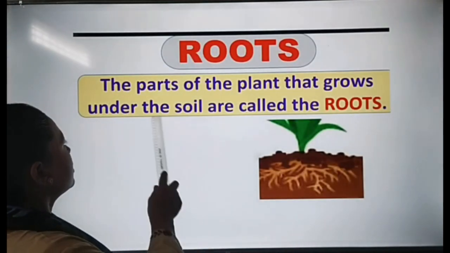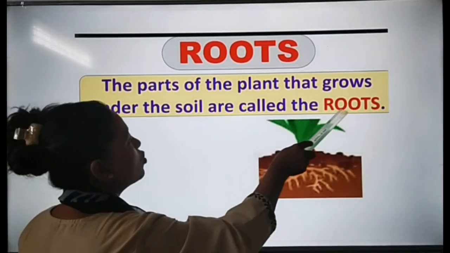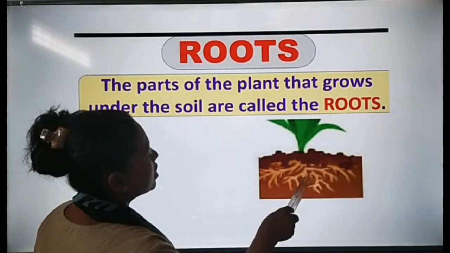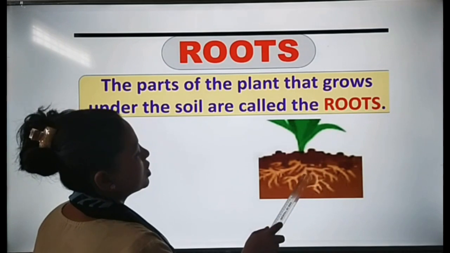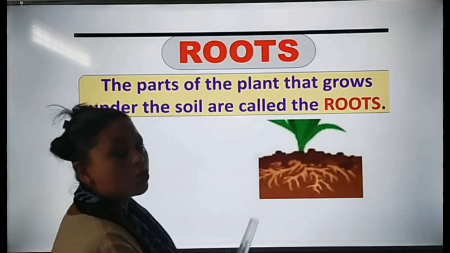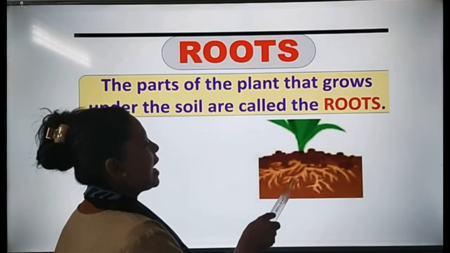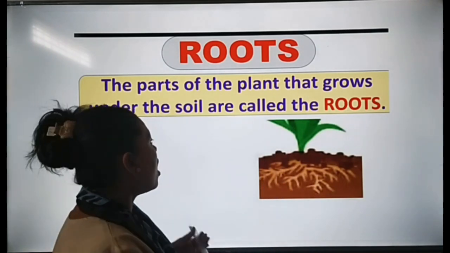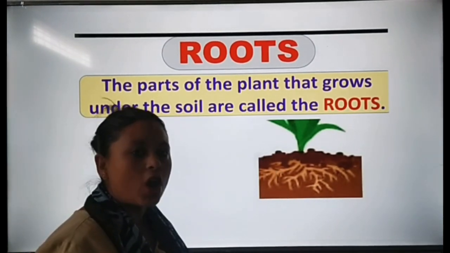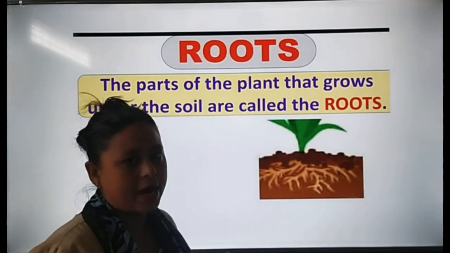Now, roots. The parts of the plant that grow under the soil are called the roots. So, you can see the picture. This is under the soil, there is root. This is called root and it comes under root system. Okay, in root system, root is found under the soil, not above the soil but under the soil. Root is the main part of the plant.